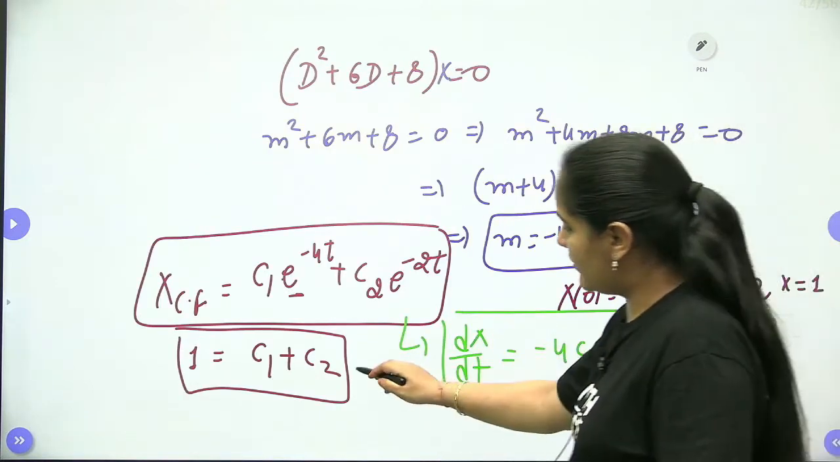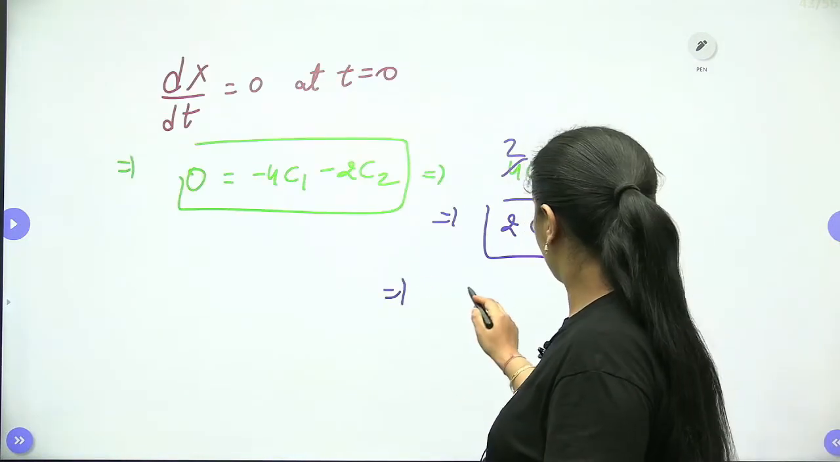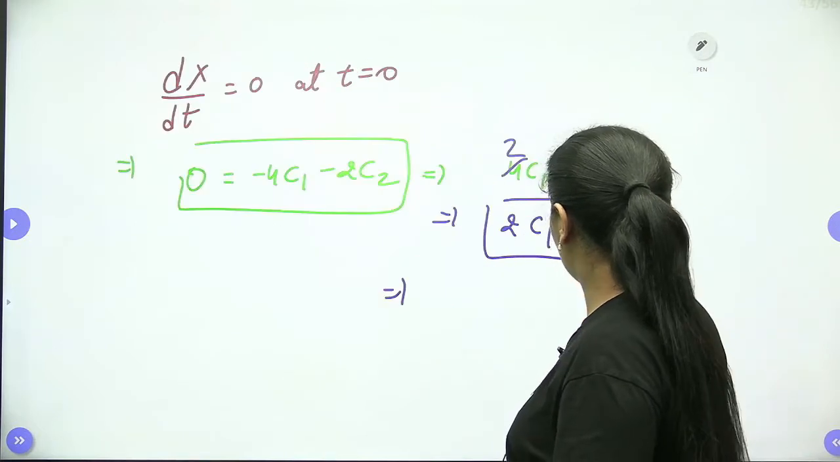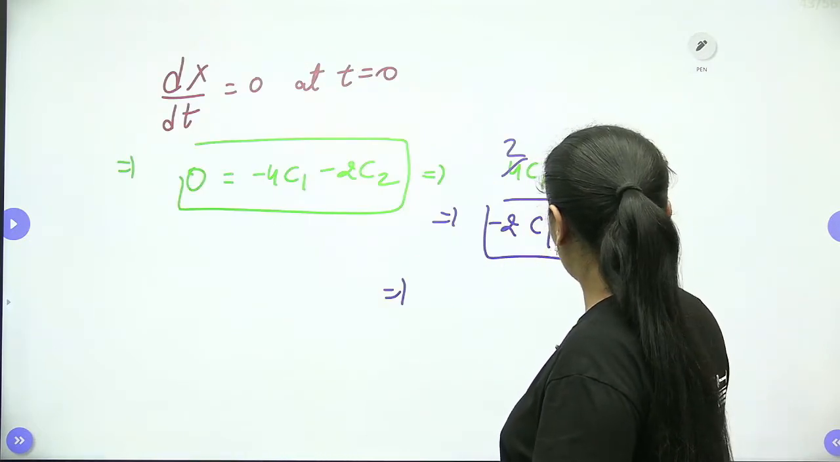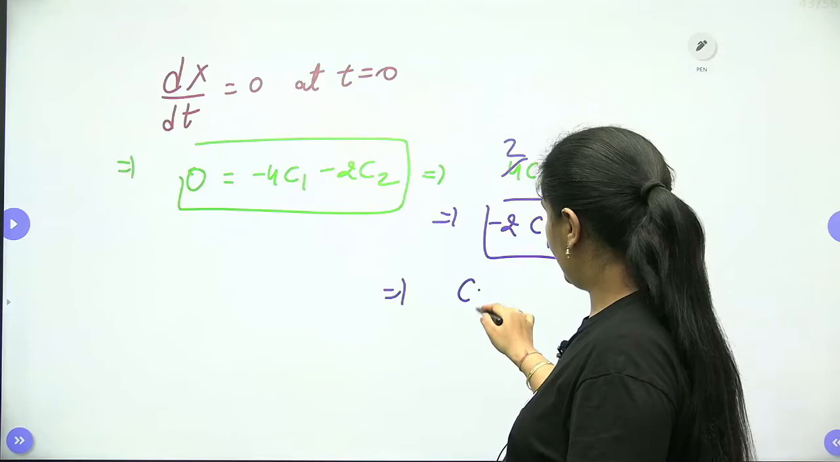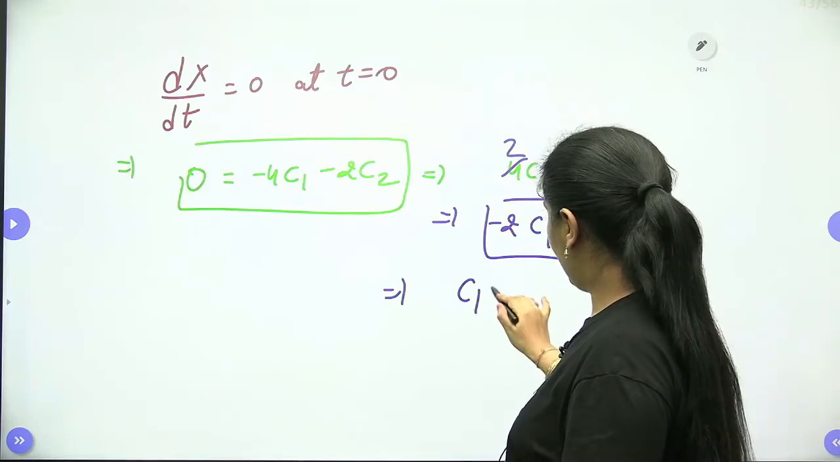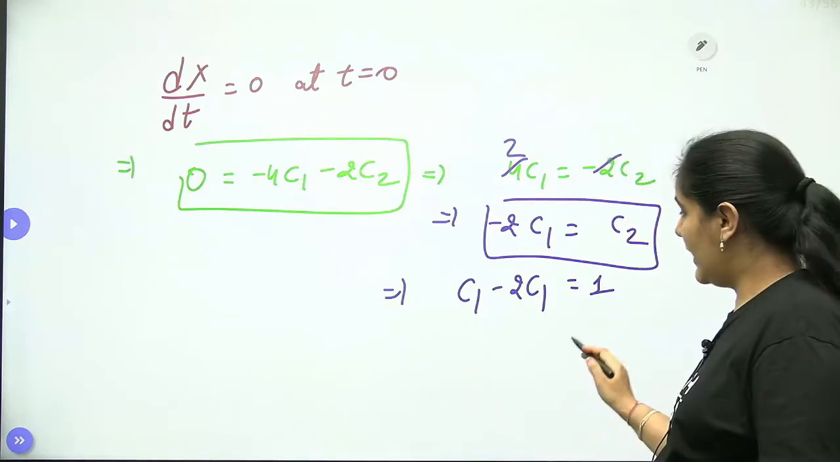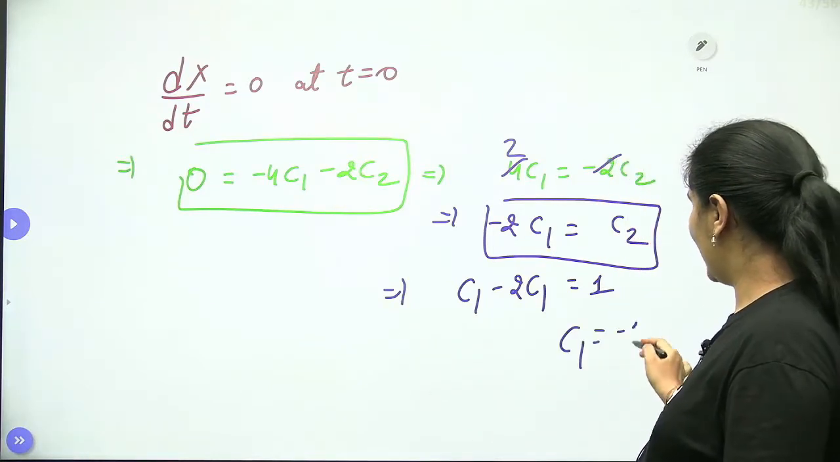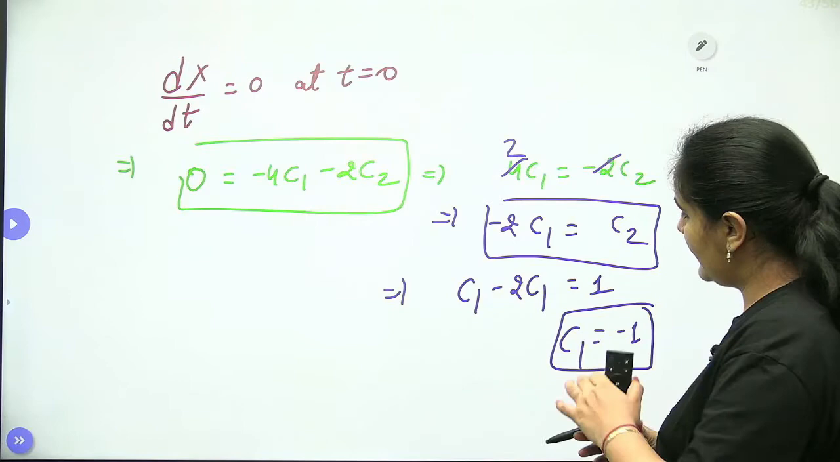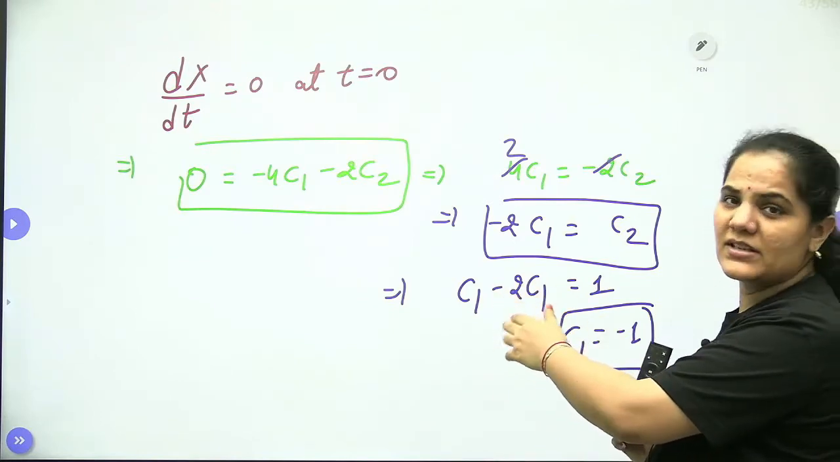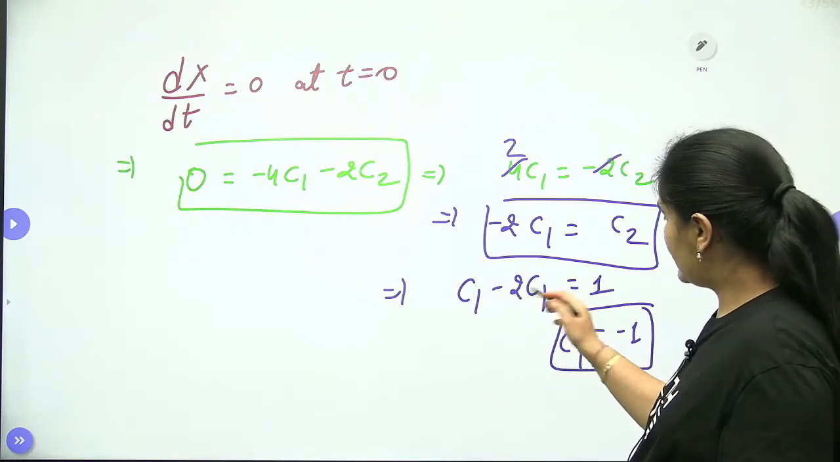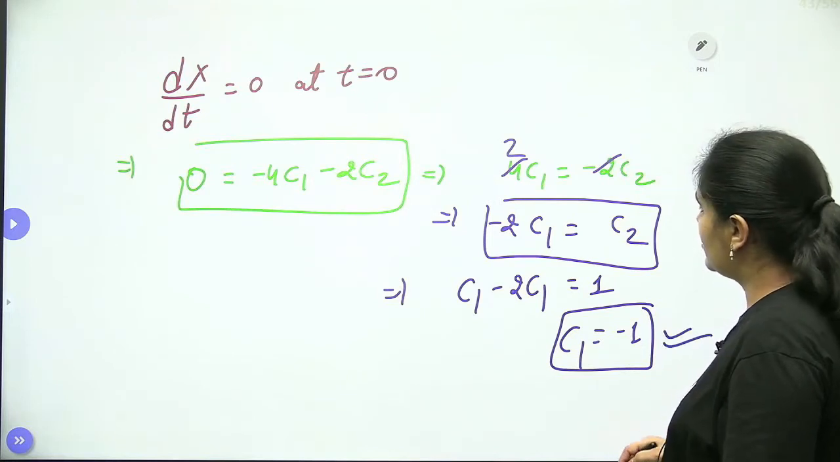Let's put the values here. So when we put, in place of C2, minus 2 C1, it will be C1 and minus 2 C1 equals 1. So you will have minus C1 equals 1, my dear students. Yes, exactly. Right, minus C1 equals 1, so we can say C1 equals minus 1.